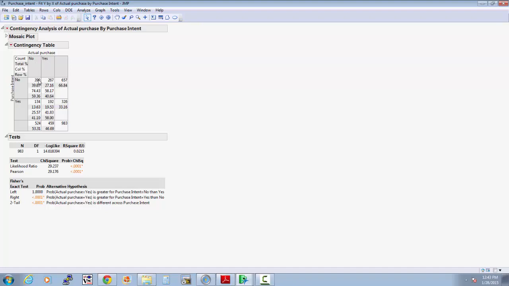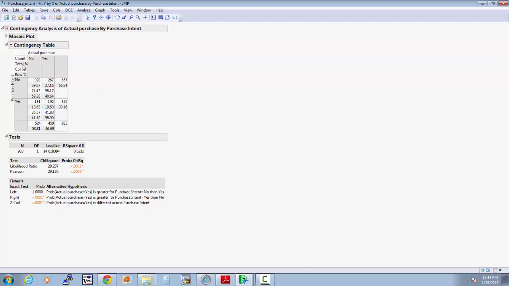And the way that JMP displays the information is described by looking at the cell that's out of the table up there that has four statements in it: count, total percent, column percentage, and row percentage. And that tells you what each of these numbers in the table corresponds to. So the top number corresponds to simply the cell counts. How many observations out of the total of 983 were in each cell?